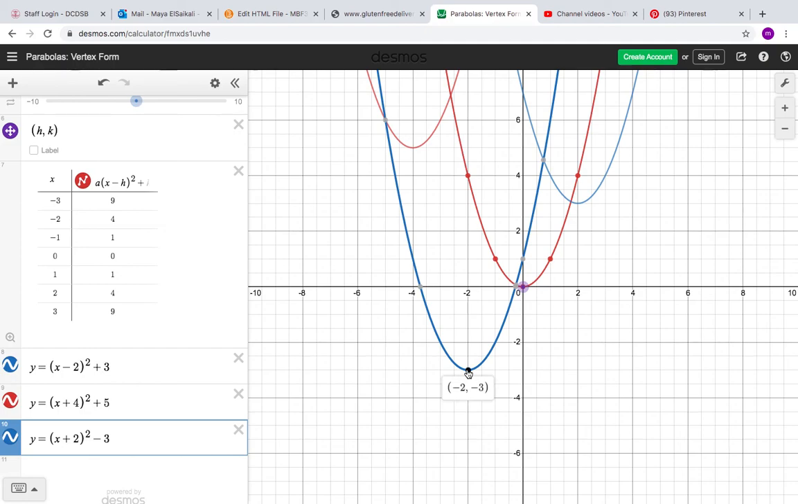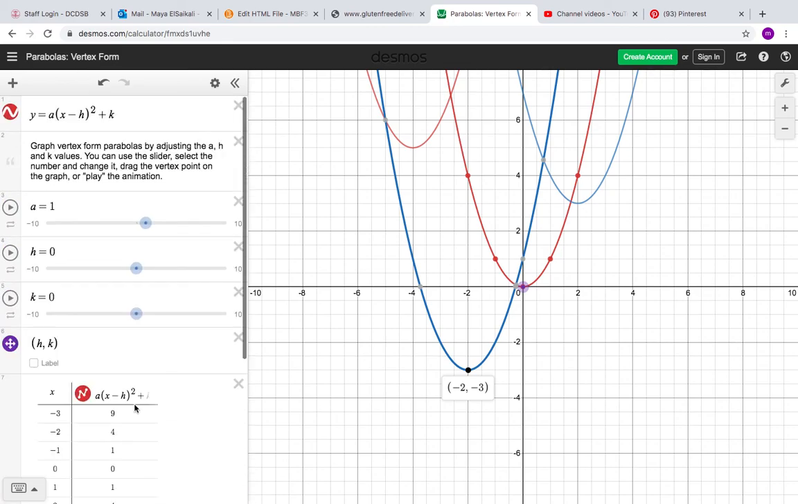All right, so you're looking at all these different transformations. You should be able to state the vertex, and that would be the h and the k value.